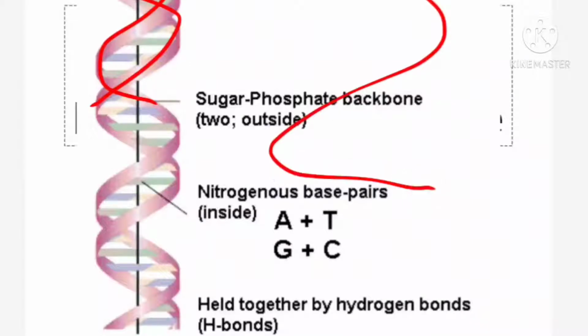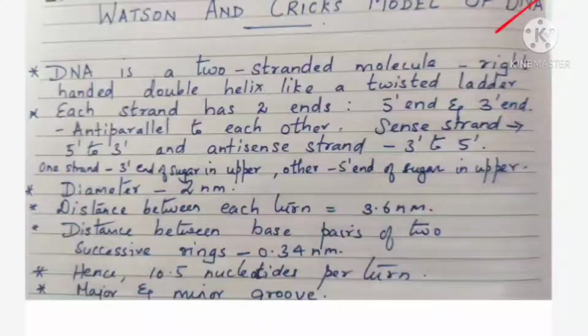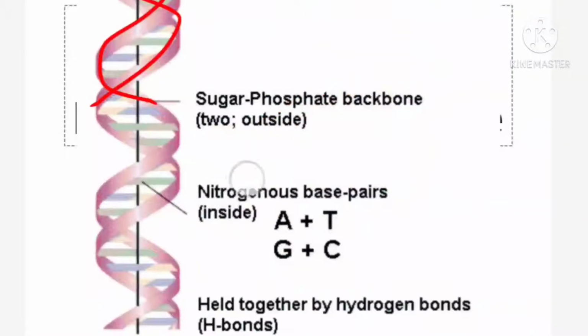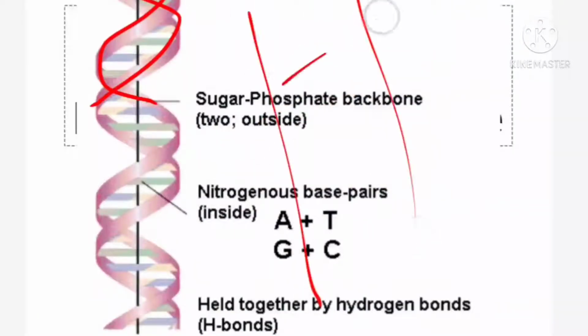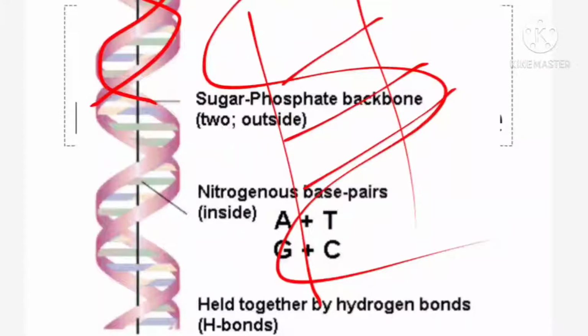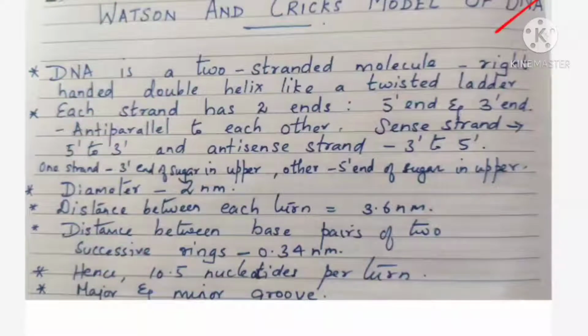The helix, when you are seeing it, is somewhat right-handed in nature, and it is double, that is also clear. Another thing is that it is like a twisted ladder. When you look at a ladder, it is straight, but this is not a straight one, it's a twisted ladder. So that is what the first point deals with: DNA is a two-stranded molecule, a right-handed double helix, like a twisted ladder.